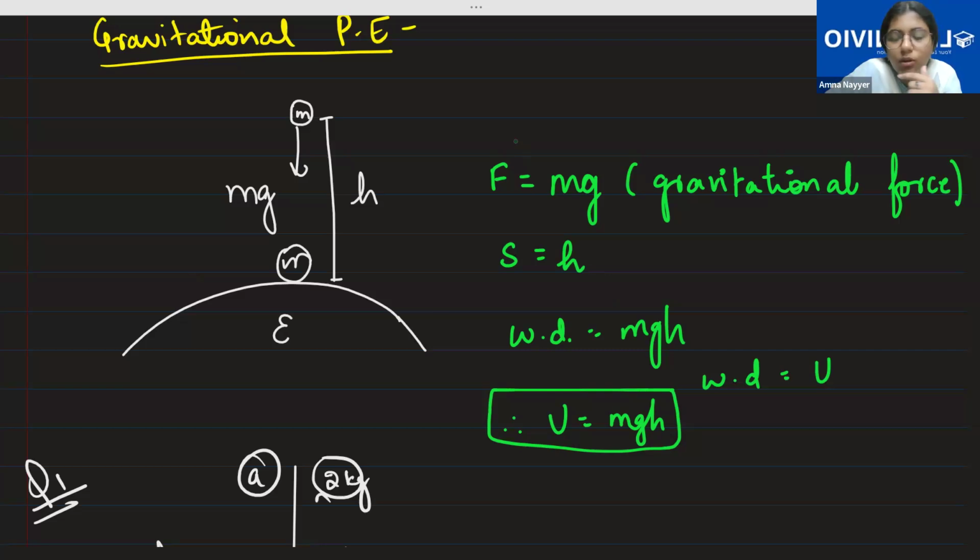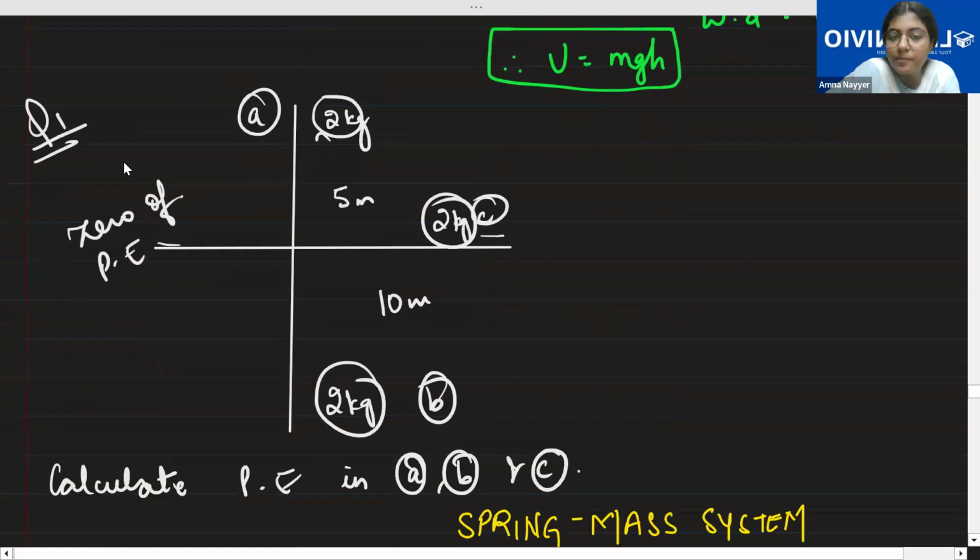What if you're bringing down an object? So there can be many cases in that. This is just a small glimpse that I'm discussing, because many times, if you have your tests and half-yearlies and all, questions can be there.